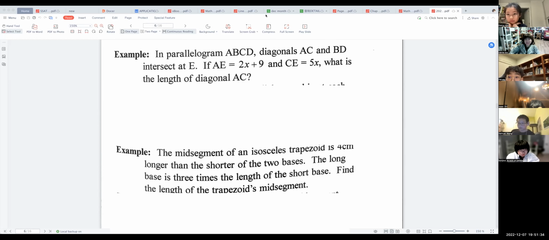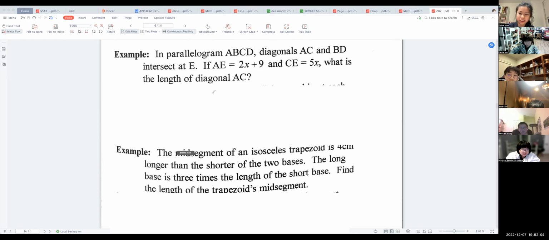Okay, in parallelogram. What is a parallelogram, everybody? That means there are two pairs of parallel lines, right? So diagonals AC and BD intersect at E. Has anyone drawn the diagram? Okay, Elaine, you draw it. I'm on yellow for some reason. I am bad at drawing. I should probably use line.